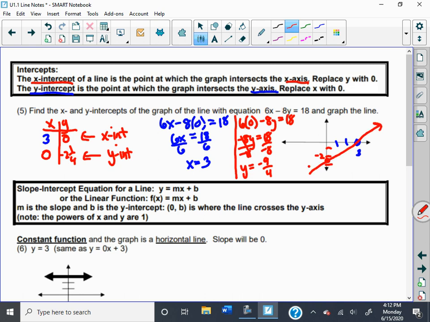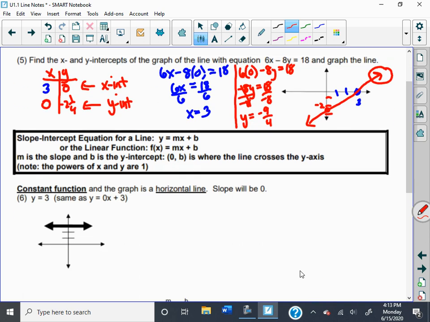We have our line. All right, and we can see that since the right arrow is pointing up, this would be a positive slope. Okay, if we calculate what the slope is, it would actually be positive because the right arrow is pointing up. All right, so let's keep going.